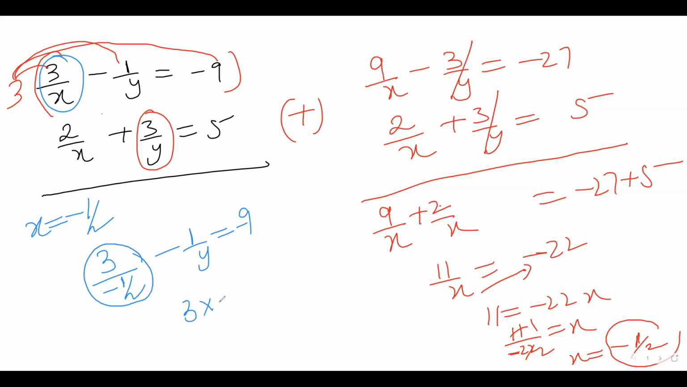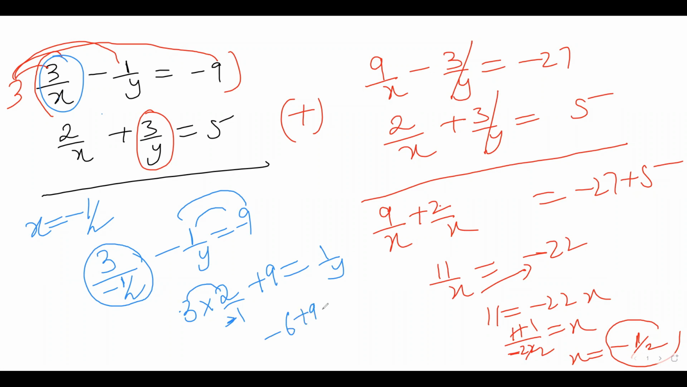Minus 1 by 2 will become 2 by 1, minus will remain here. 1 is having minus, no problem. I am transposing 9, it will become plus 9. I am transposing minus 1 by y, it will become plus 1 by y. 3 2s are 6, minus will go up.